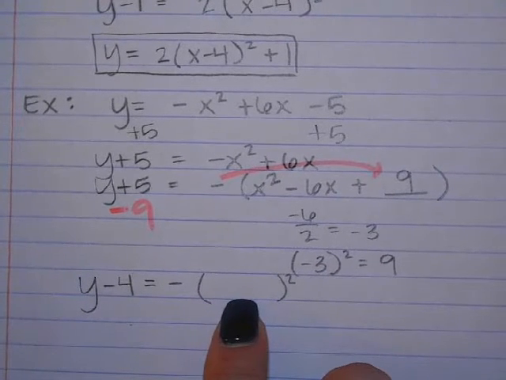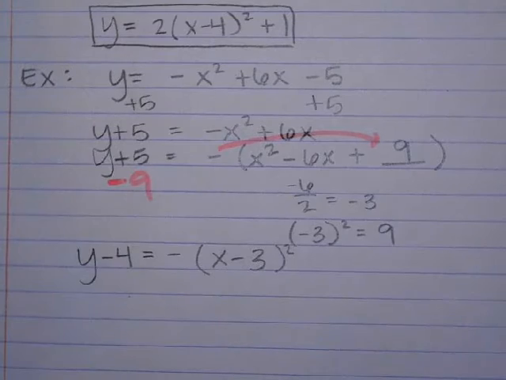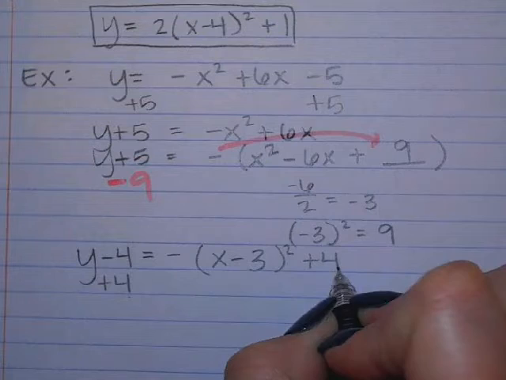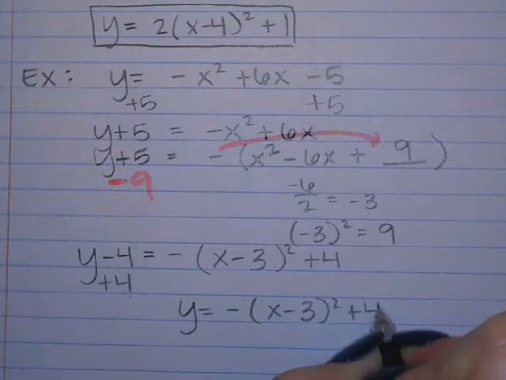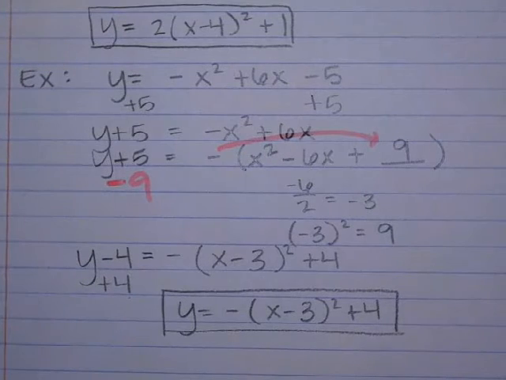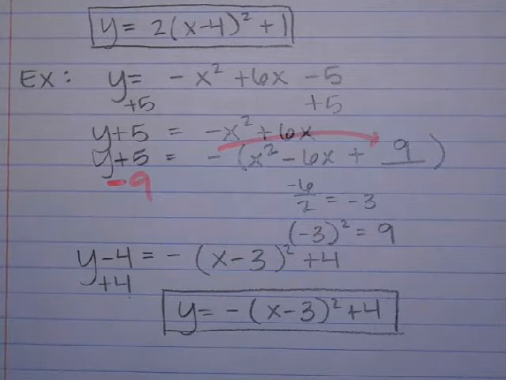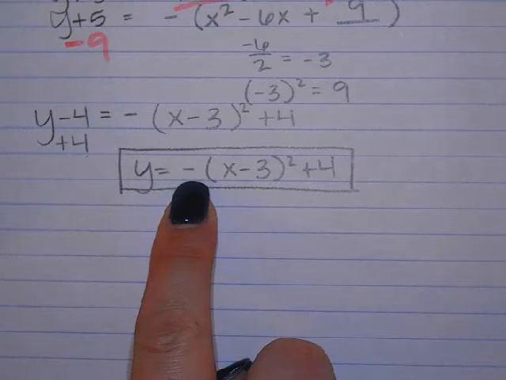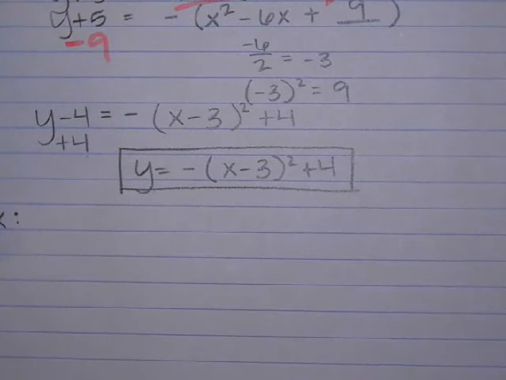What goes in the parentheses? X minus 3. Okay, and then what do I do? Add the 4 over. So just like before, for that first example, there was a 2 in the front of the beginning of a problem, and so there was a 2 in the front of our vertex form. There's a negative in the front of the beginning of the problem, and now there's a negative in front of our vertex form. Okay. All right, let's do another one.